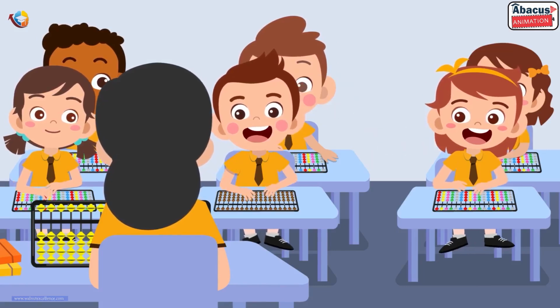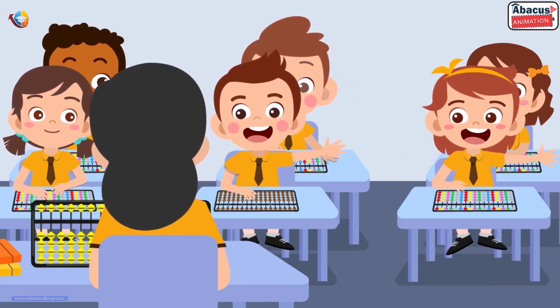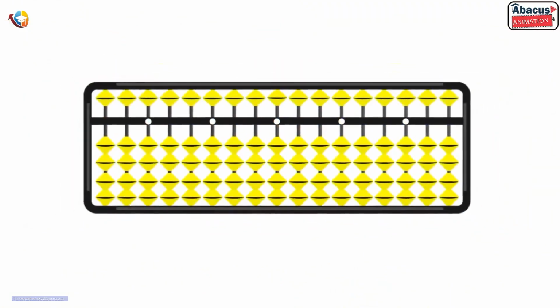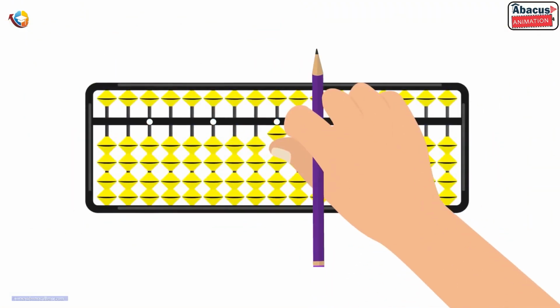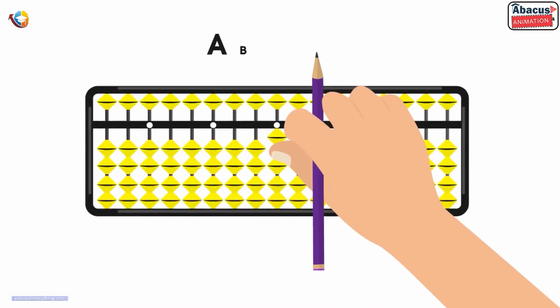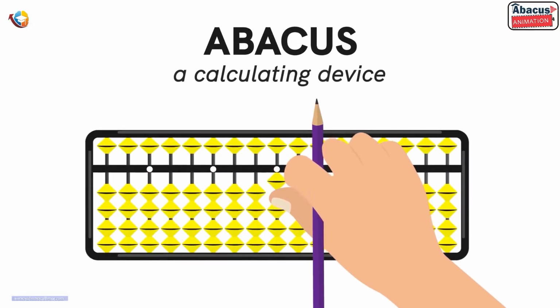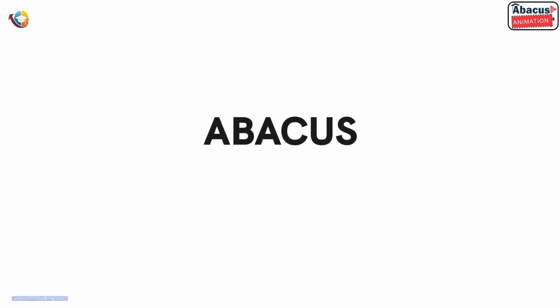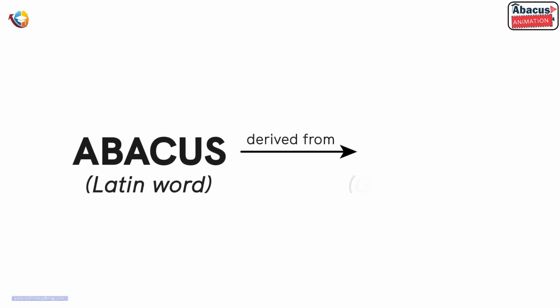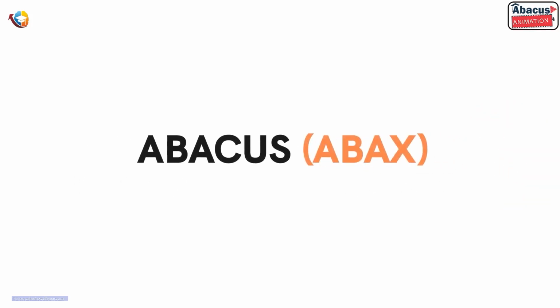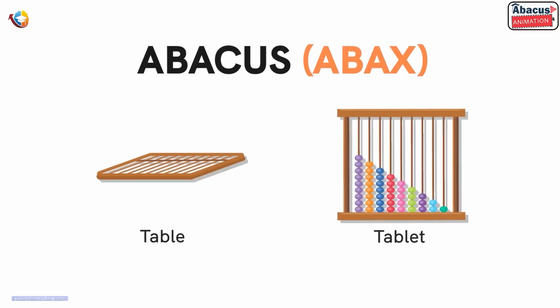Alright then, shall we start? Ray, Ruby, are you ready? Let's go. Before we start calculating on the abacus tool, let's understand the term abacus in detail. Abacus is a calculating device. The word abacus is a Latin word derived from the Greek word abax. Can you guess what does abax mean? Abax means a table or a tablet.